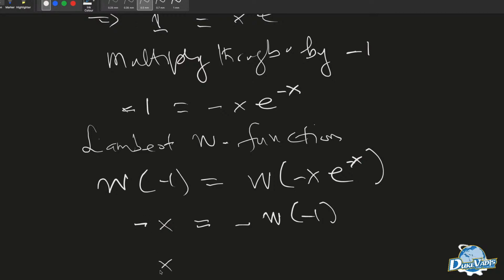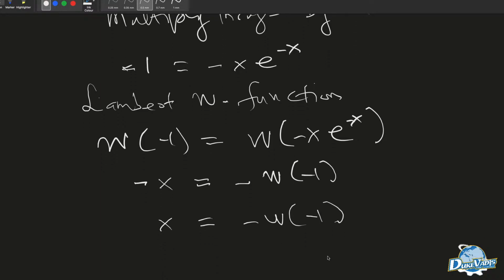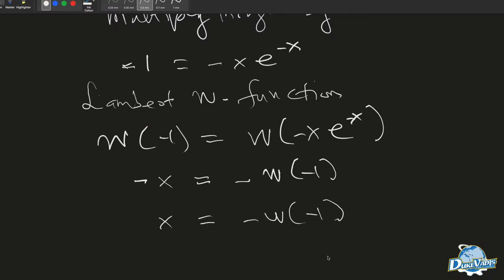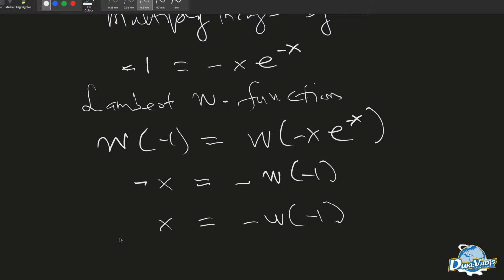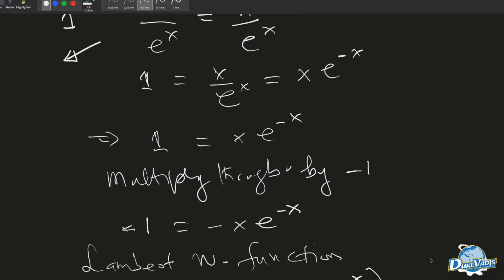So that will be x equals negative W(-1). Okay, so when we compute this with a calculator, the possible values of x that we're going to get range from 0.318 to 1.3334, and so on. I think this is the best way we can go with this equation.